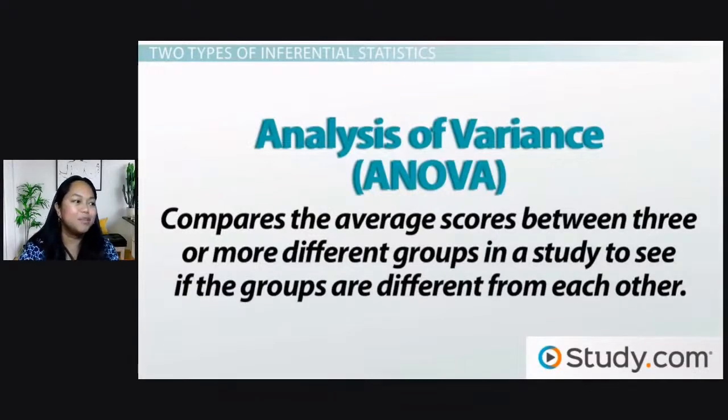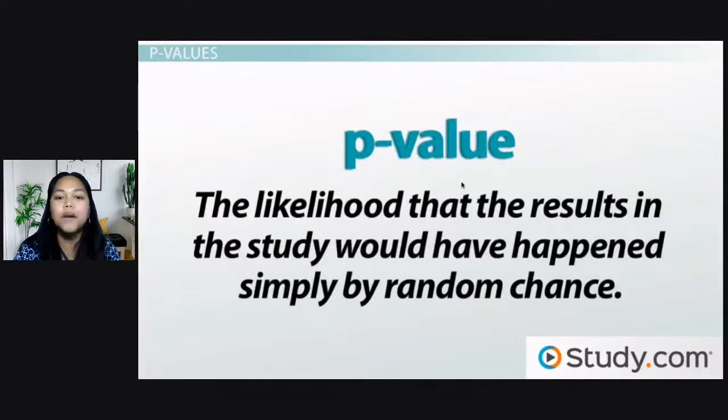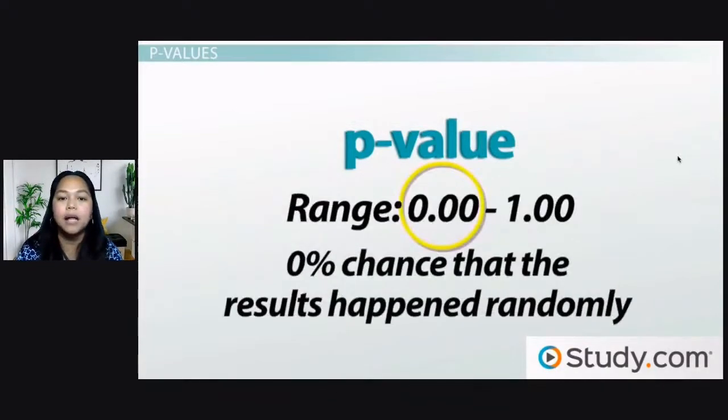Now, yung p-value mo naman, this is the likelihood that the results in a study would have happened simply by random chance. Okay? So that's the p-value. The range of your p-value should be from 0 to 1. So 0 means 0% chance that the results happened randomly. Ang 1 mo naman, there's a 100% chance that the results happened randomly. Okay, so yan yung p-value mo.